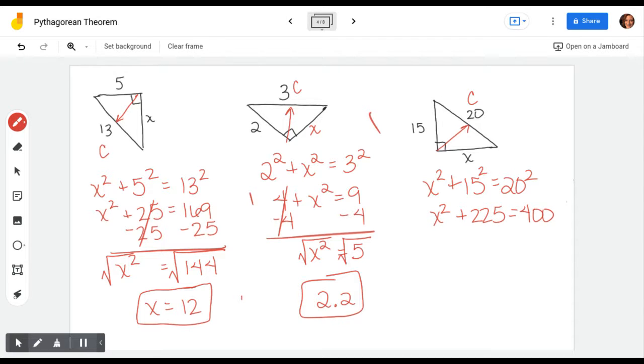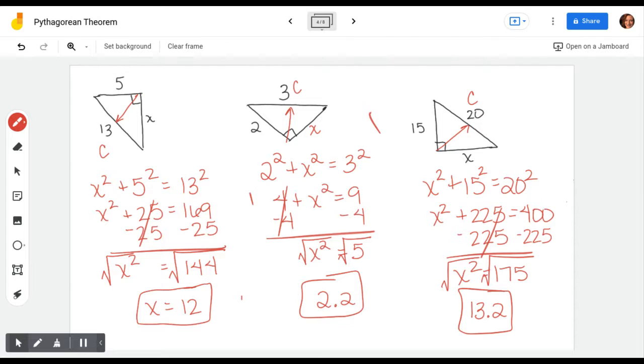To get x squared by itself, I need to subtract the 225. That gives me x squared equals, why won't it write? There it goes, sorry, 175. Opposite of squaring is taking the square root. So let's see, the square root of 175 is about 13.2. Okay, so they all work the same. A squared plus B squared equals C squared. You just have to remember that C has to be the hypotenuse.